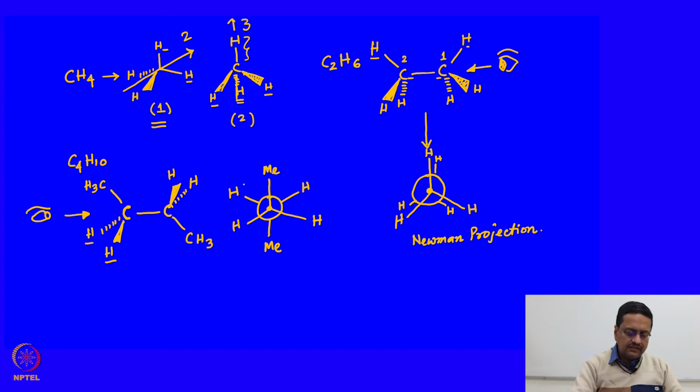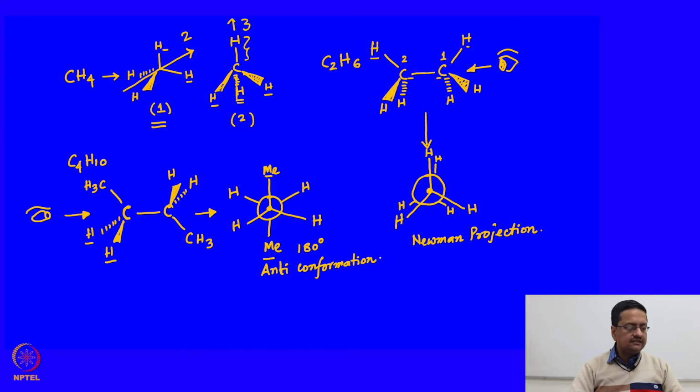So, what we have done is we have converted the Sawhorse projection to a Newman projection, and here we can see that these methyl groups are in opposition. So, the dihedral angle between the two methyl groups is 180 degrees. Therefore, this conformation is called the anti-conformation. Right.